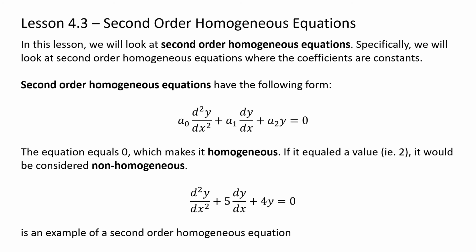Hi everyone, lesson 4.3. We're almost halfway there in our last unit. This one is on second order homogeneous equations. So far we've looked at linear differential equations, and this is the first of two on second order equations. So this one's going to talk about homogeneous equations, which are where the right side of the equation equals 0.